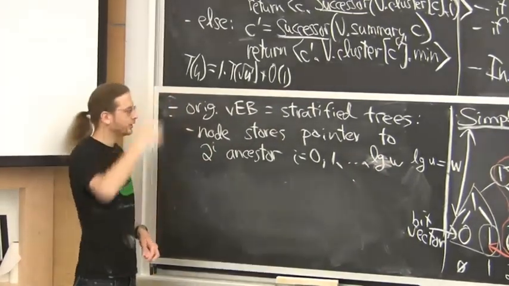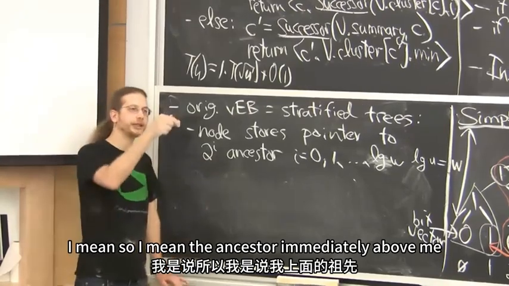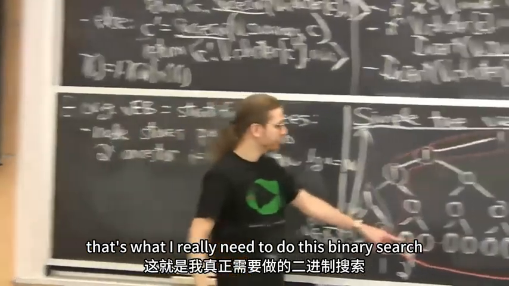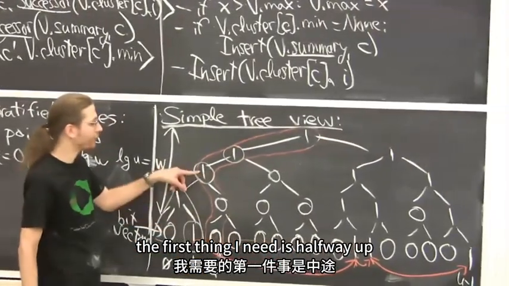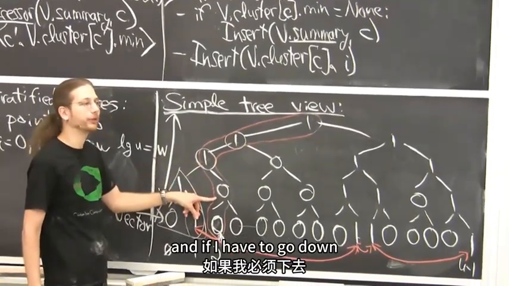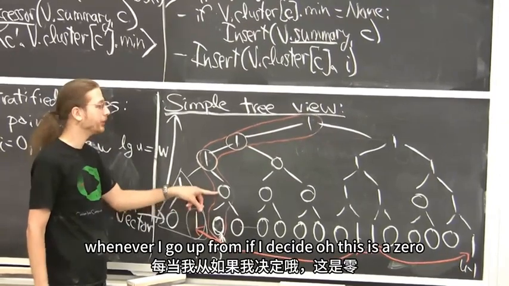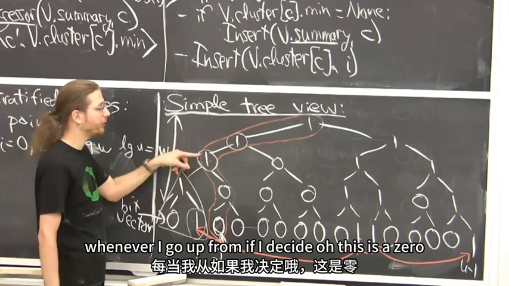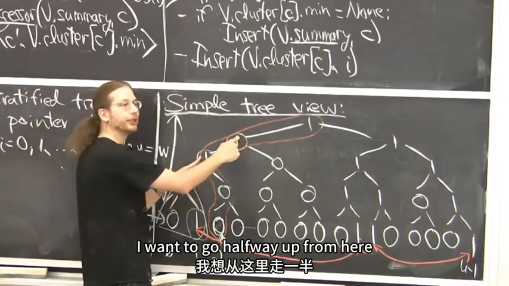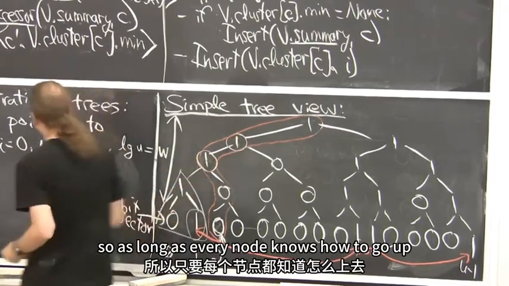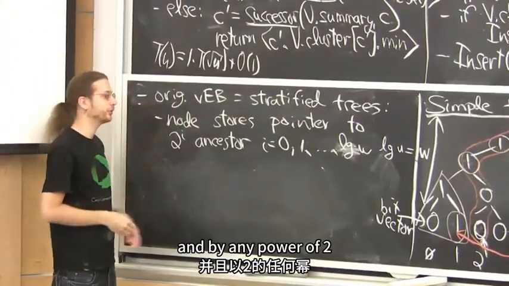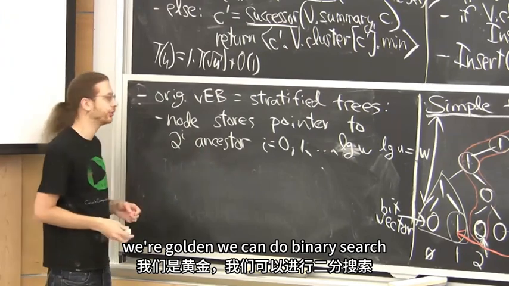So you get the ancestor immediately above me, 2 steps above me, 4 steps above me, 8 steps above me. That's what I really need to do this binary search. The first thing I need is halfway up. And if I have to go down, I'm going to need a quarter of the way up, and then an eighth of the way up. Whenever I go up, if I decide this is a 0, I've got to go above here, then I do the same thing from here. I want to go halfway up from this node. So as long as every node knows how to go up by any power of 2, we're golden. We can do binary search.